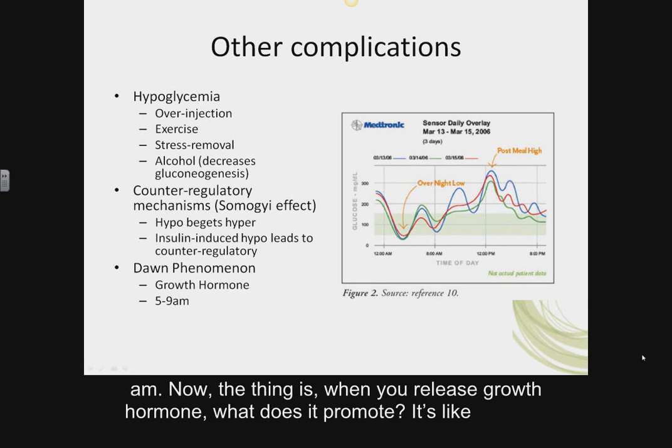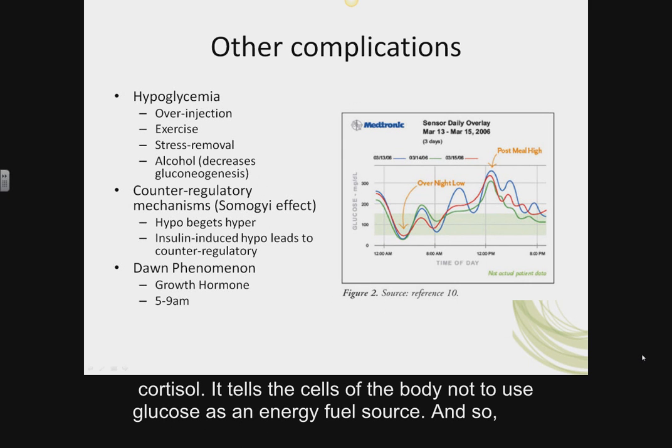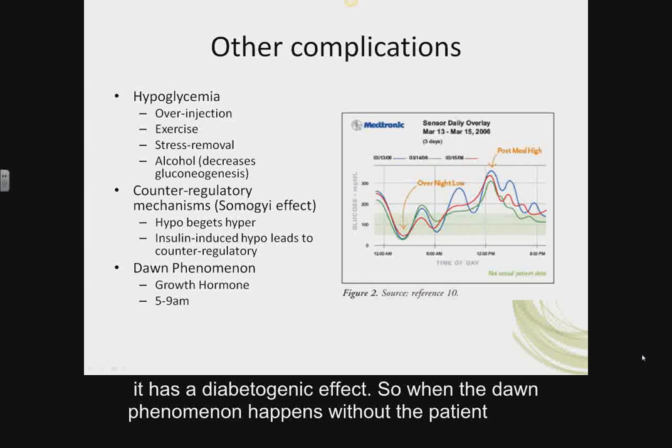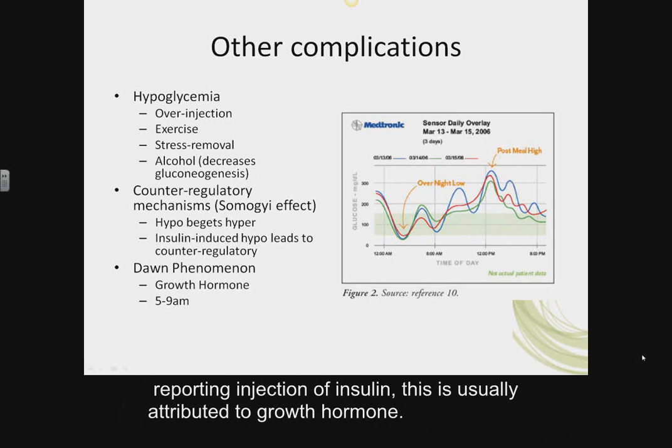Now the thing is, when you release growth hormone, what does it promote? It's like cortisol. It tells the cells of the body not to use glucose as an energy fuel source, and so it has a diabetogenic effect. So when the dawn phenomenon happens without the patient reporting injection of insulin, this is usually attributed to the growth hormone.